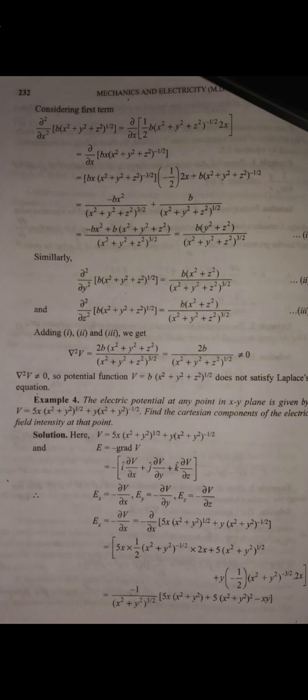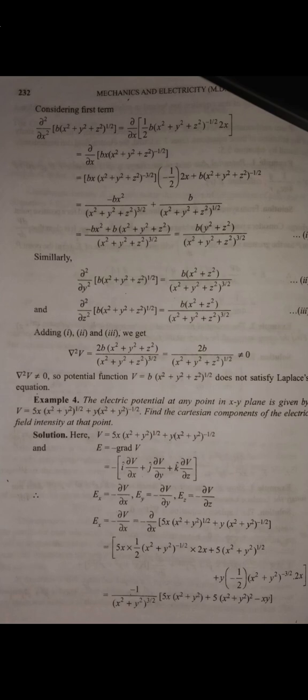Similarly, ∂²V/∂y² of b(x²+y²+z²)^(-1/2) is equal to b(x²+z²)/(x²+y²+z²)^(3/2), equation number 2. And ∂²V/∂z² of b(x²+y²+z²)^(-1/2) is equal to b(x²+z²)/(x²+y²+z²)^(3/2). This is equation number 3.